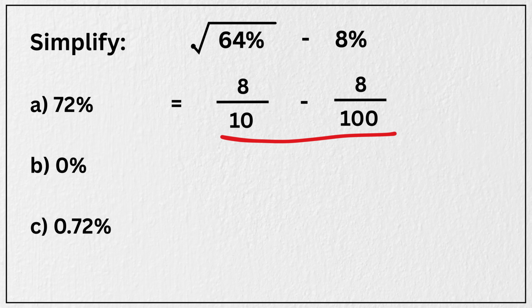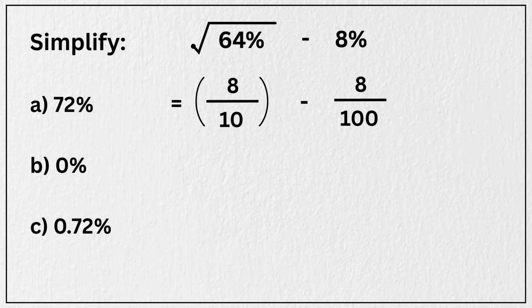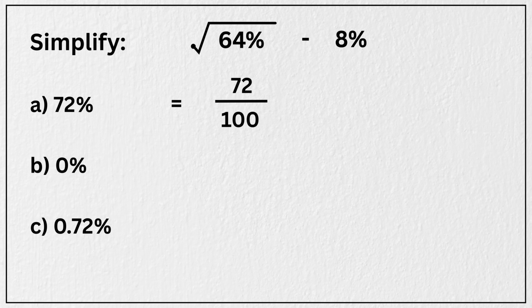In order to subtract these two fractions, they must have the same denominator. Thus, multiplying both the numerator and the denominator by 10, we get 80 over 100. Now subtracting the numerators, 80 minus 8 over 100 gives us 72 over 100. So it is not option B, but is it option A or option C?